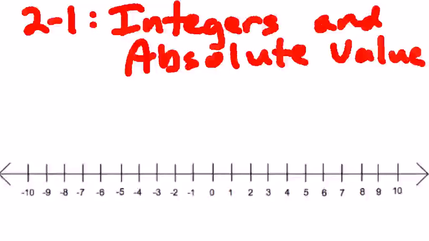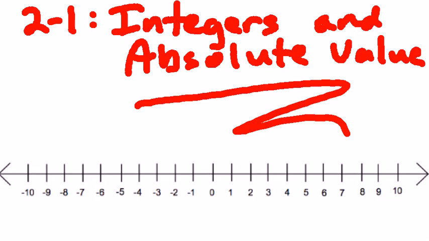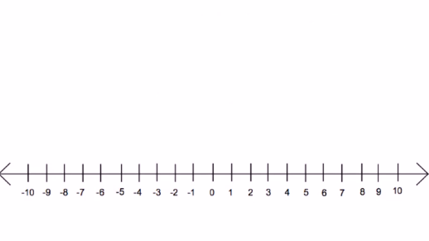Lesson 2-1, Integers and Absolute Value. When we are referring to integers, we are referring to the set of all whole numbers and their opposites, as well as 0.